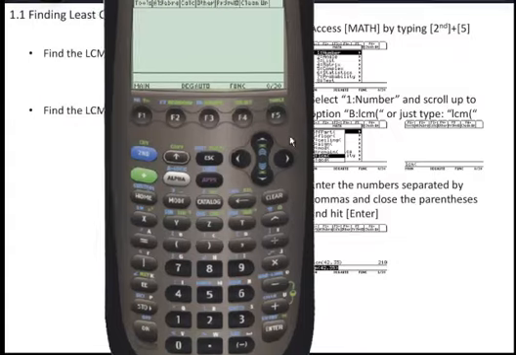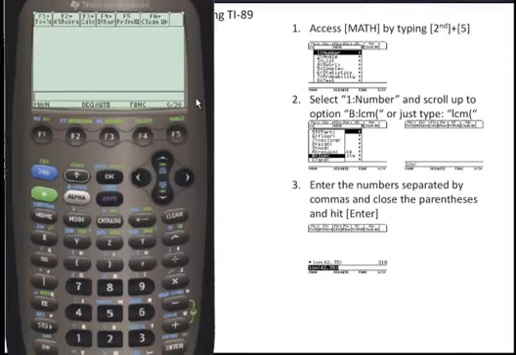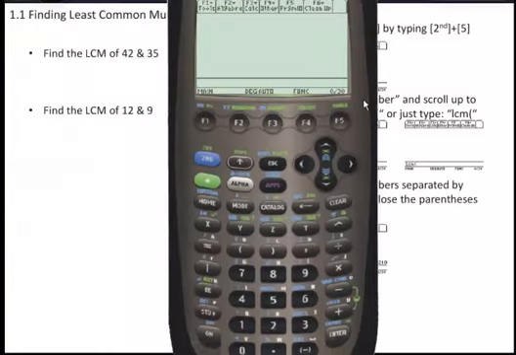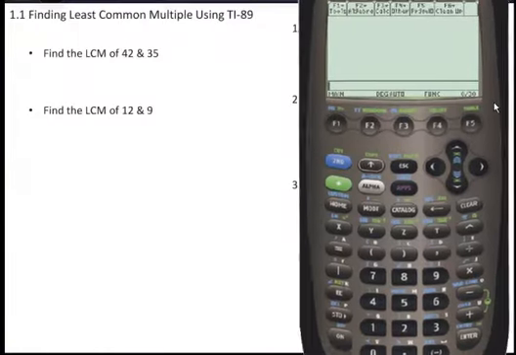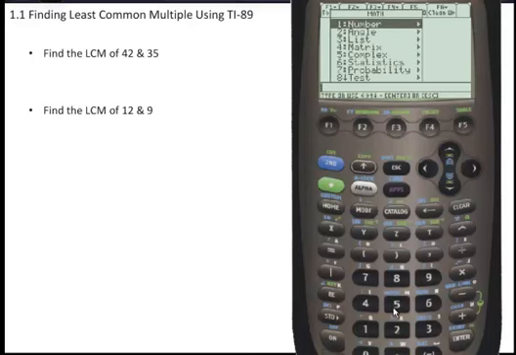Right, so the first thing that I want to do here is to talk about finding the least common multiple of numbers. There's actual commands for this that are located on the calculator. Again, you can follow the instructions if you have it on your own. But if you go into the math catalog, which is accessible by hitting second 5, the least common multiple is located under the number option.